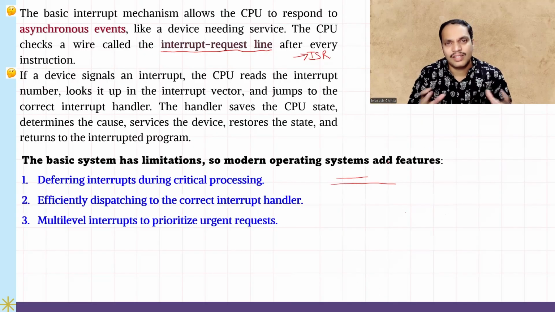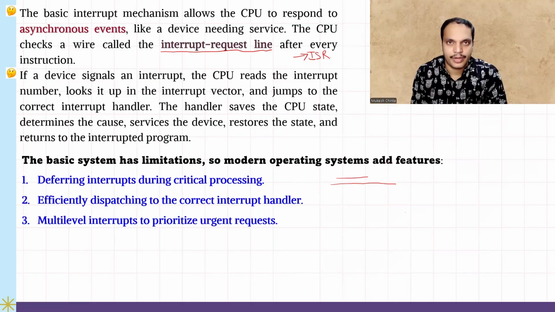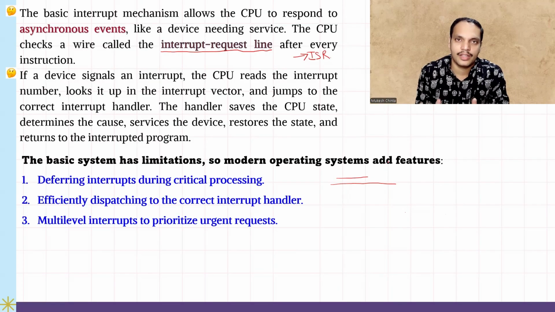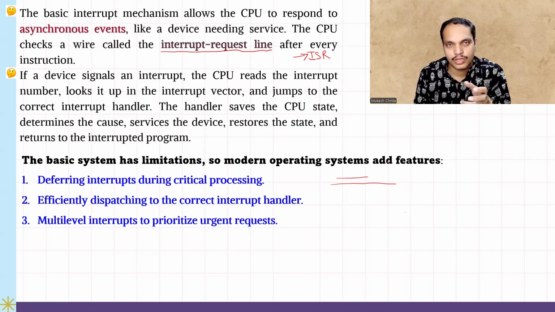Now, this is a basic system which has got some limitations, and as I told you, there are numerous interrupts which happen in the system on a regular basis. So how do you speed up this process? How can you implement this process to happen in a much more efficient manner? There are three different features that are added. The first one being, why don't we defer the interrupts during critical processing?